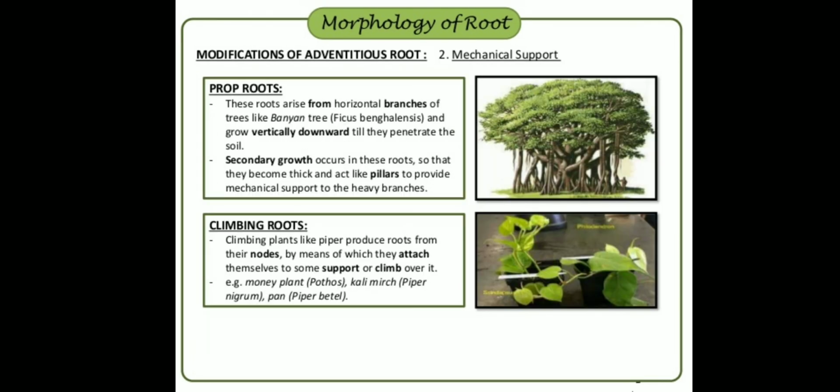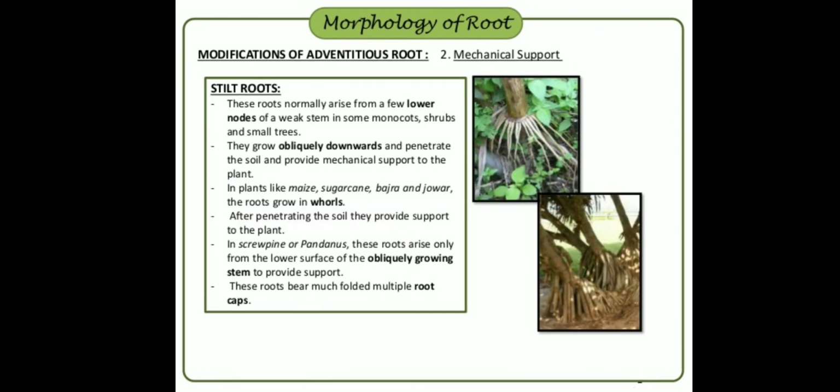And prop roots are also there. These prop roots are a modification of adventitious roots, and these roots provide mechanical support in the case of the banyan tree, if you have seen. Climbing roots are also there in money plant, in kali mirch, that is pepper and all. That helps them to climb. And also stilt roots are there that provide mechanical support.